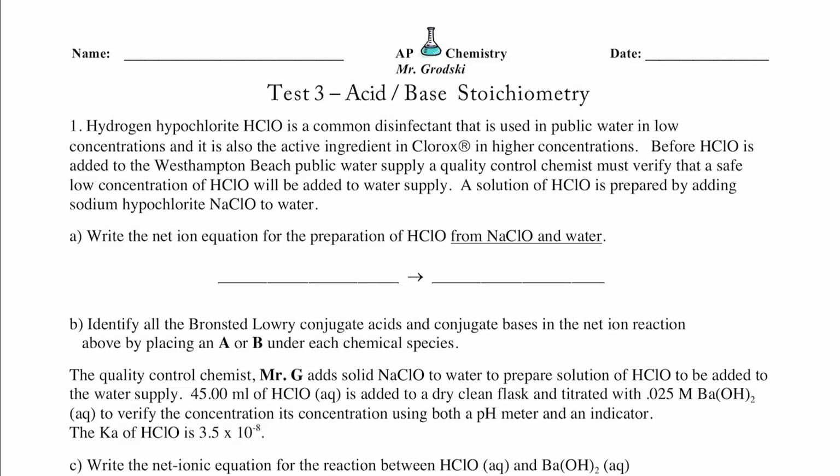So let's review test 3, acid-base stoichiometry. Remember, this is eliminating the equilibrium type of problems that we'll have later in the course. We're talking about completion reactions here, and titrations are just that. So let's be crazy and start in order.